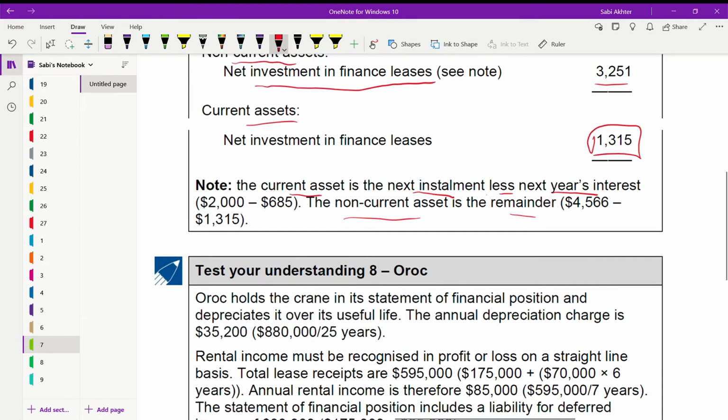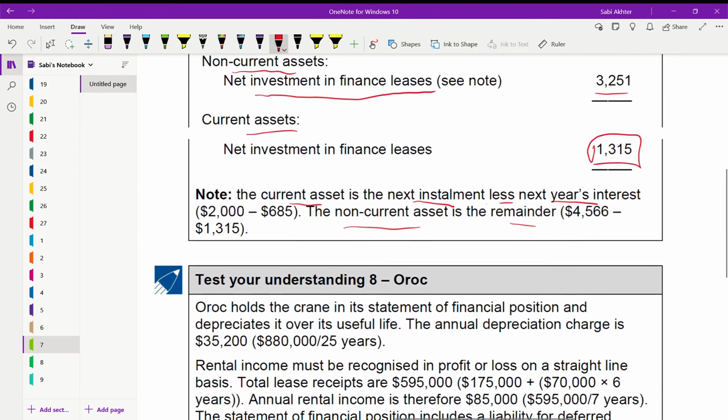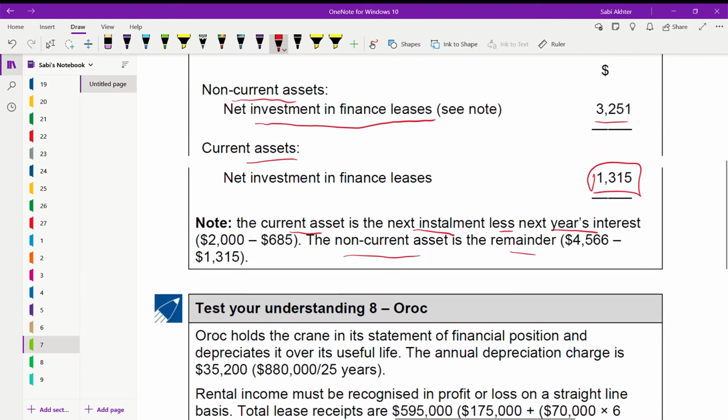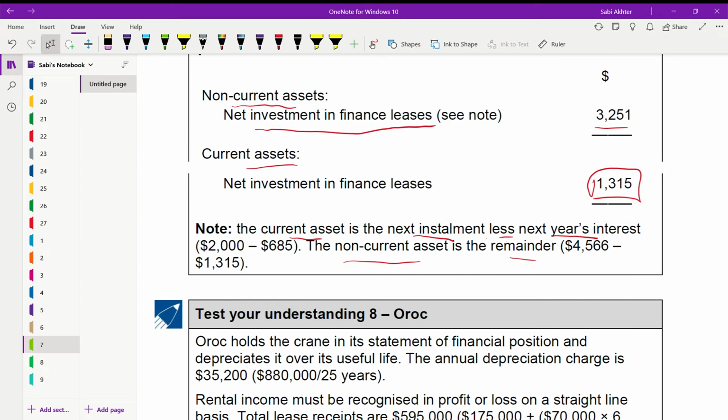So it will be 1315. That is the current asset, but the non-current asset is the remainder. Remainder means, since the current asset is 1315, 4566 minus this is 3251.